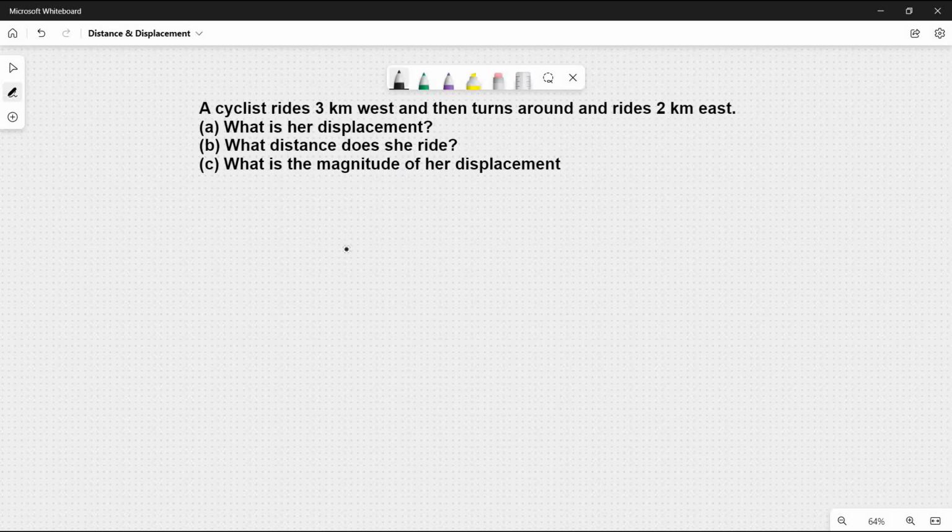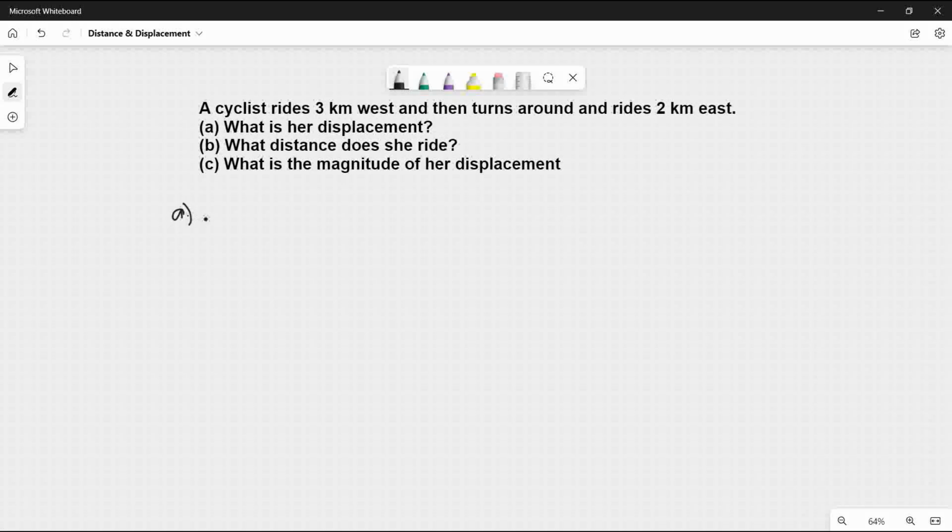Let's have an example. A cyclist rides 3 km west and then turns around and rides 2 km east. What is her displacement? What distance does she ride and what is the magnitude of her displacement? To solve for the displacement, we must first assign some values. Let's make west a negative value and the east as a positive value, and the middle as our origin.